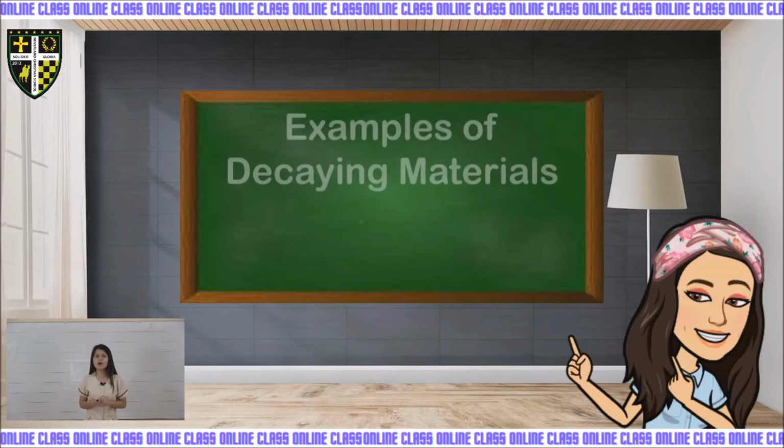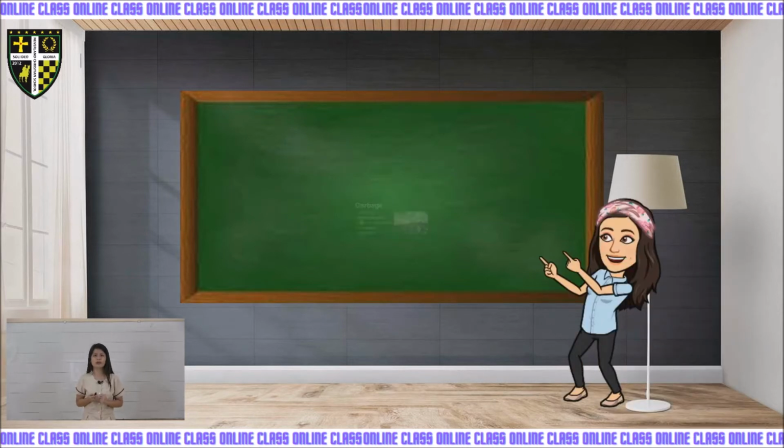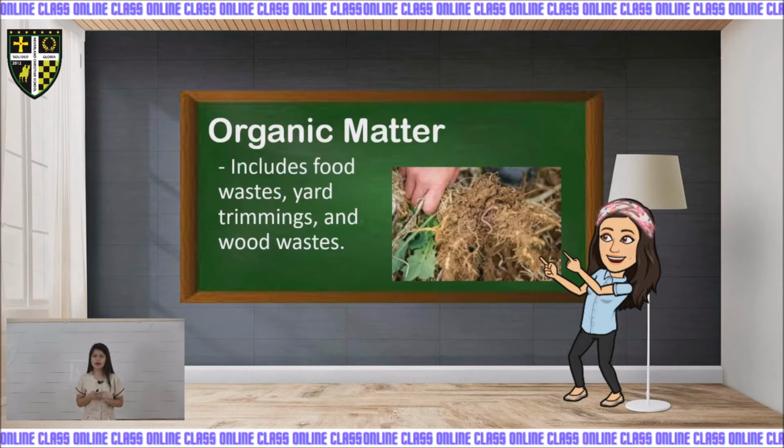Let's have more examples for each of the two. Examples of decaying materials first. Isn't it in your book, it is mentioned, the garbage? So what do we mean by garbage? Garbage refers to decomposable trash or unwanted or useless materials. Next, we have organic matter. Under organic matter, these are the peels or skin of fruits and vegetables. Some of it is also from food, like meat. It includes food waste, yard trimmings, and wood waste.